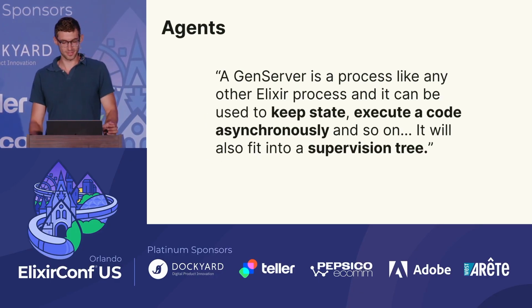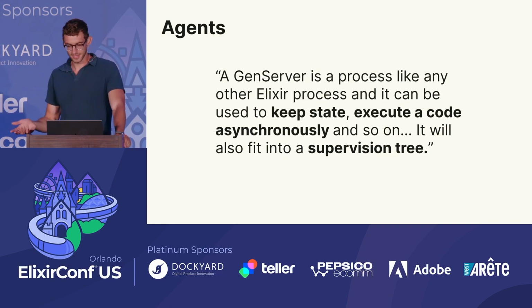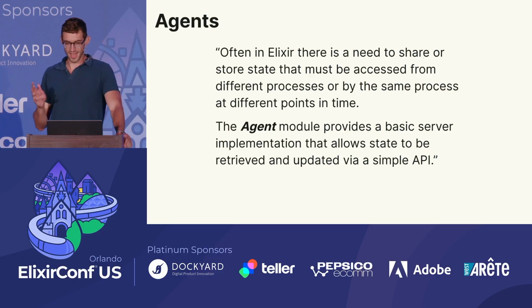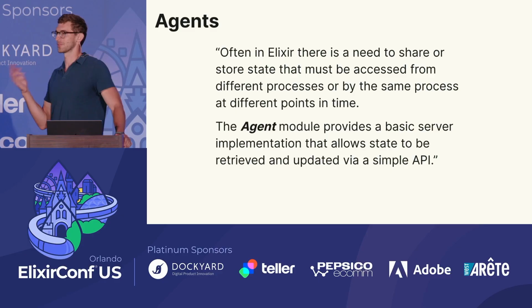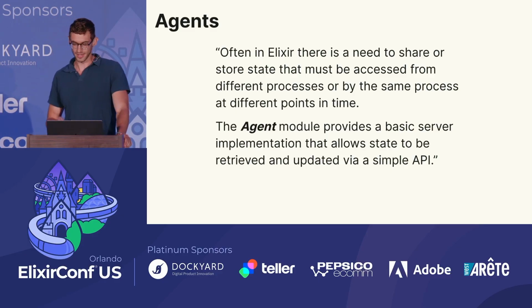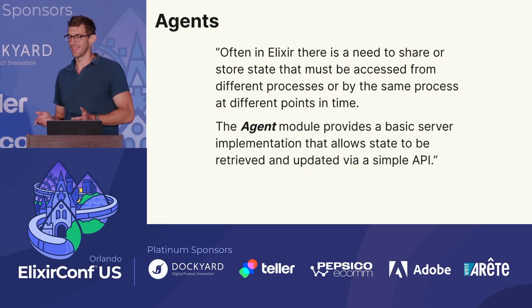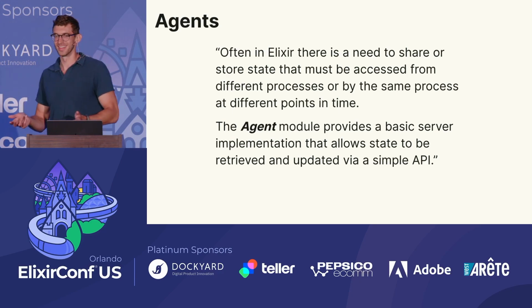And if you look at the Elixir docs talking about GenServers, a GenServer is a process like any other Elixir process. It can be used to keep state, execute code asynchronously, which we need for our AI models, and it will also fit into a supervision tree. We even have something called an agent in Elixir, which is an abstraction around GenServer that allows state to be retrieved and updated via a simple API. So I was reading this, and I was like, AI agents are really hot right now. And there's a thing in Elixir called an agent that happens to have all the things you need to make a generative agent.